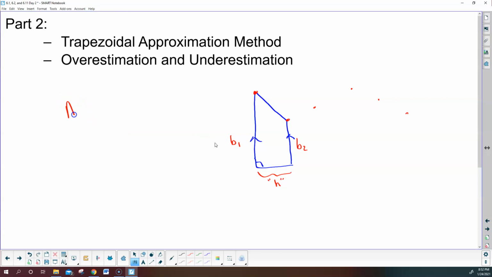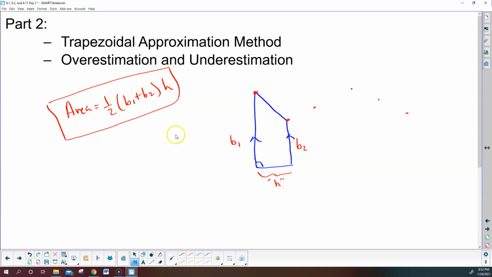So what is the area formula for a trapezoid? Well, going back to geometry, it's 1/2 times base 1 plus base 2 times the height. And you definitely have to have this memorized. So if you don't, write it down somewhere: base 1, base 2, notice that's going to be the outputs on our graph. Okay?